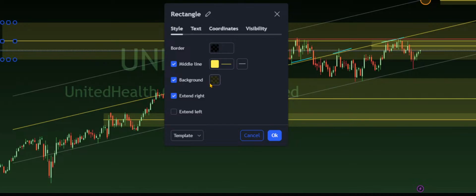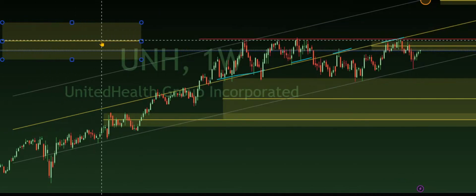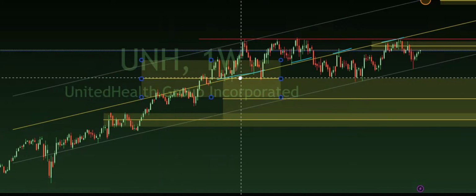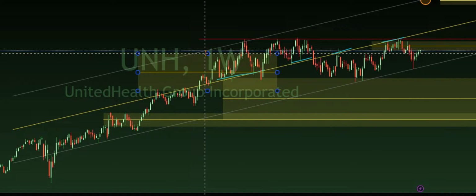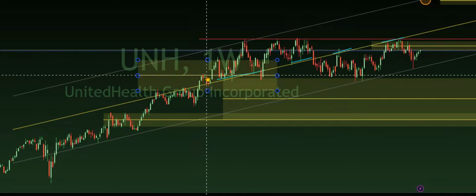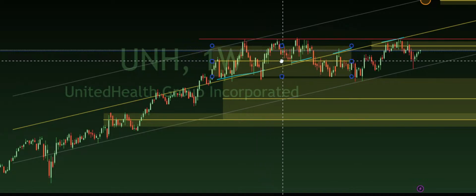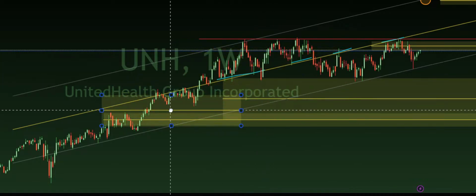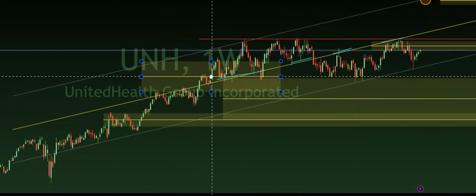How do I make that go away? There. So I'll take a measured move, and I typically like to do it from the break. So there's that, and I'll go and measure it. So from the bottom, right? From the bottom, so here's a good example right here, there. There's like a measured move.